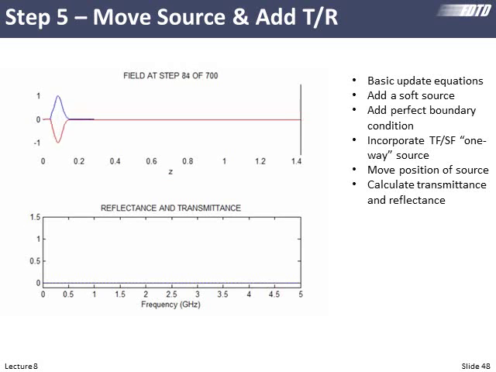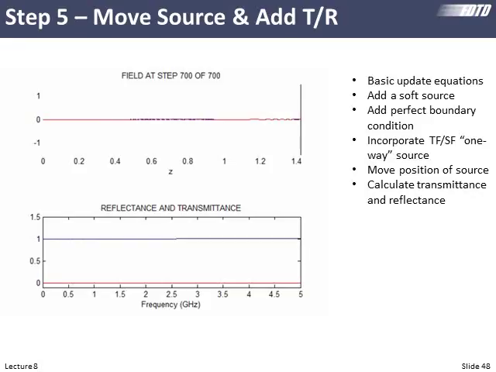Next step, we want to move our total field scatter field source over to the left-hand side. And we also want to start calculating transmission and reflection. So we record reflection at the far left side of the grid, and we record transmission at the far right-hand side of the grid. Now here, since there's no devices, we should see 100% transmission. And as soon as the pulse crosses that, we can Fourier transform it. That's exactly what we see.